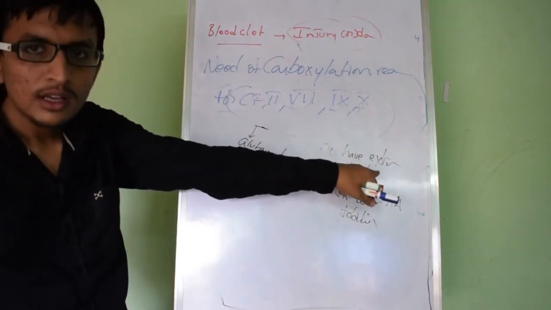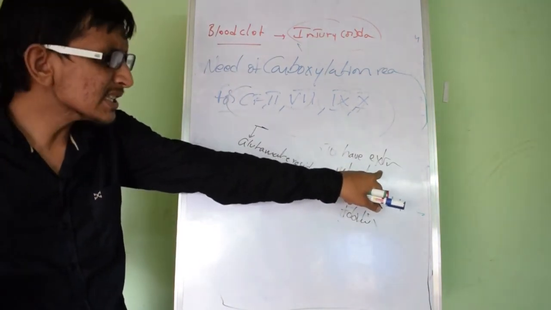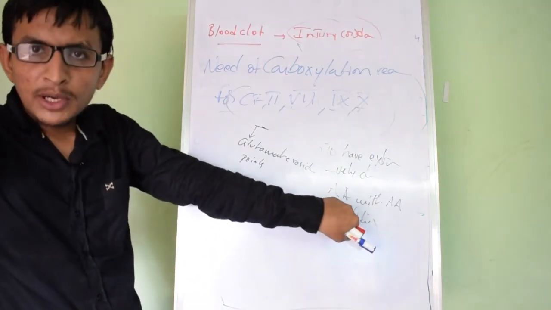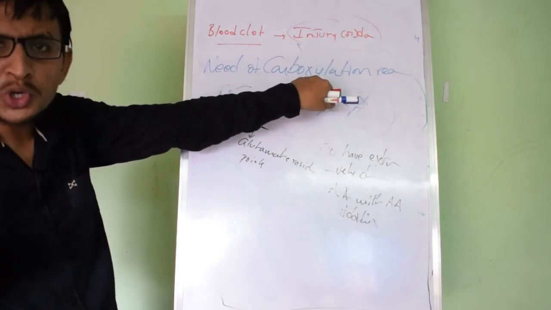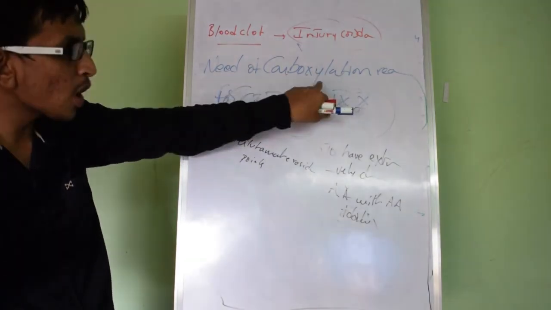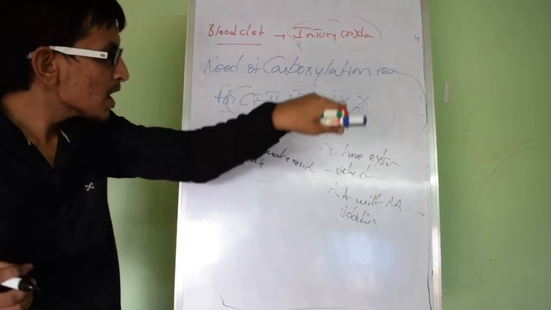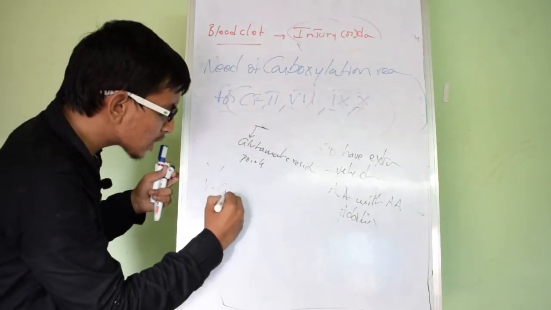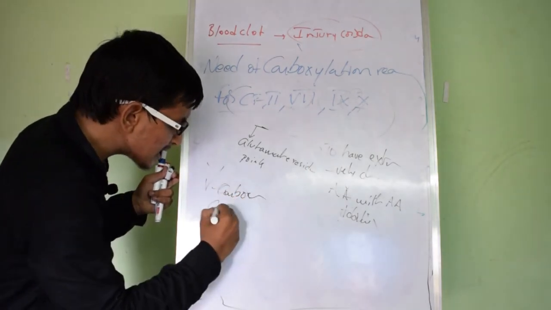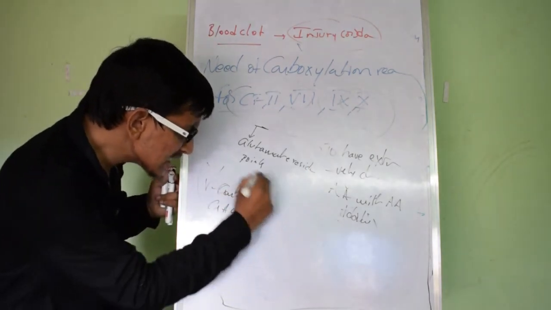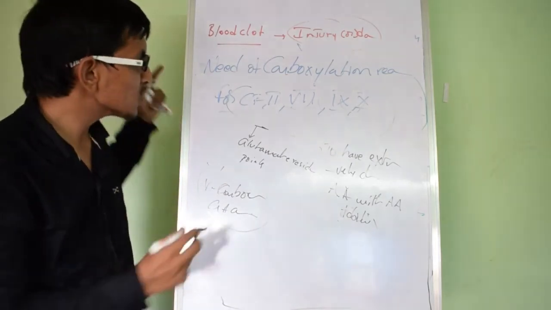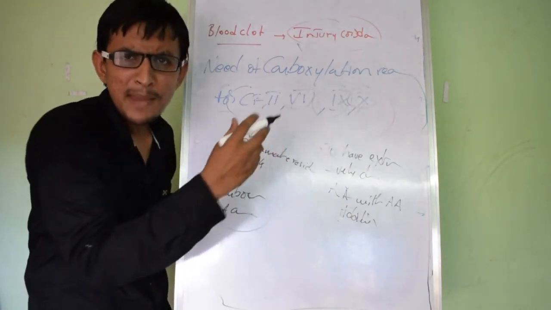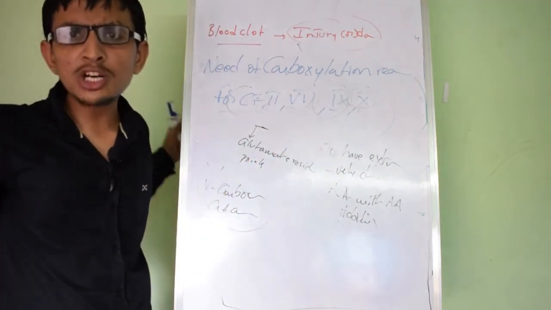Due to this requirement of having extremely negatively charged amino acid residues in the amino acid chain, our body adopts a post-translational modification called the carboxylation reaction. Due to this carboxylation reaction, we are producing gamma carboxyglutamic acid residues. These gamma carboxyglutamic acid residues within coagulation factors 2, 7, 9, 10 make these coagulation factors extremely negative.